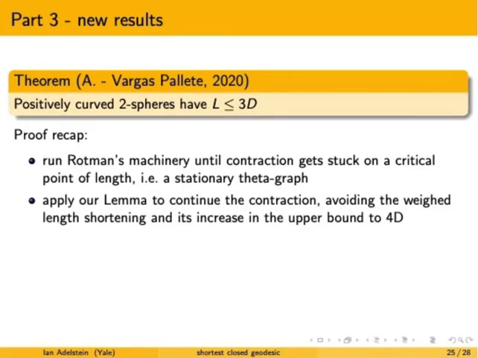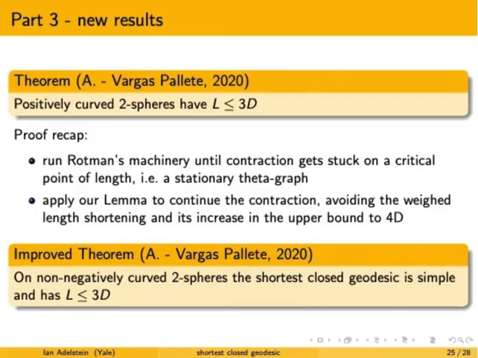Okay, so let me just recap the proof real quick. Here's the statement of the theorem. Again, we run Rotman's machinery until the contraction of the theta graph gets stuck on a critical point of length, a stationary theta graph. And instead of using the weighted flow, which increases the upper bound on length of shortest closed geodesic to 4 times the diameter, we apply our lemma to continue the contraction. And so this is how we recover the improved bound in the positive curvature setting.